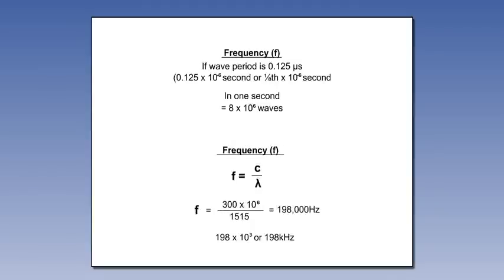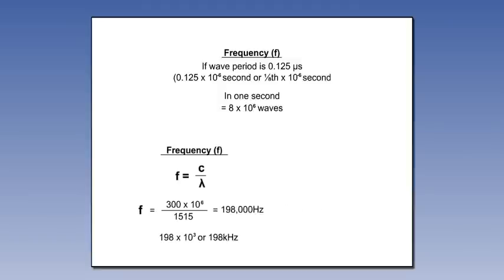Let's try one more, but this time we know the wavelength, 1,515 meters, and we want to find the frequency of the wave. Transpose the formula so that frequency is the speed of radio wave divided by the wavelength, which is 198,000 Hertz, or 198 times 10 to the power of 3, which we call 198 kilohertz.